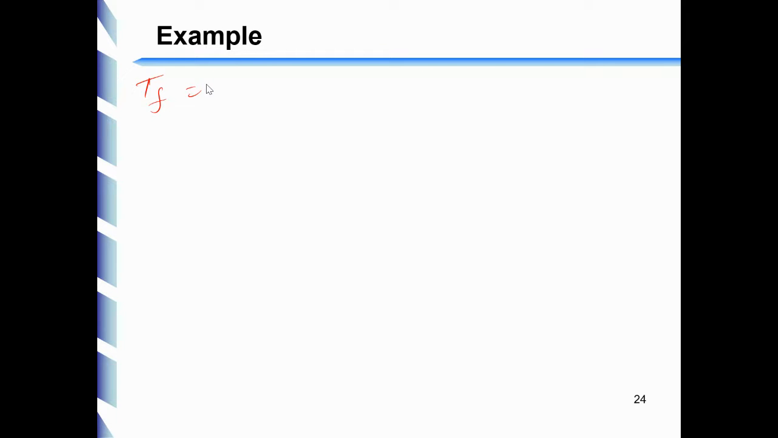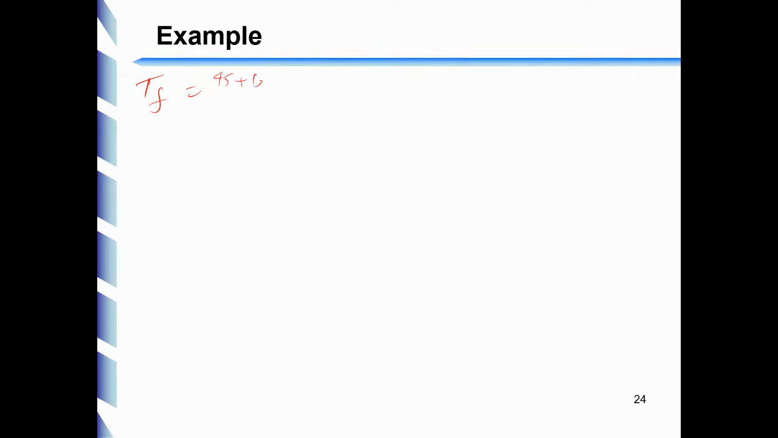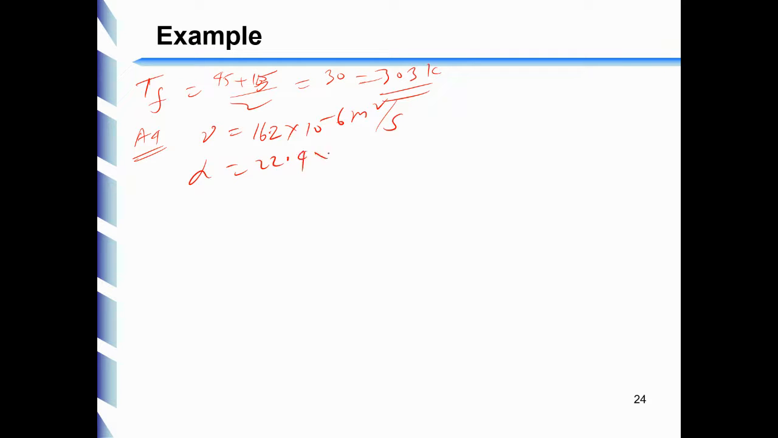Tf equal to, what is Tf? 45 plus 15, so 303 kelvin. From Table A4 you can get gamma 16.26 times 10 to the power minus 6 meters squared per second, alpha 22.9 times 10 to the power minus 6 meters squared per second, k 0.0265, and beta is 1 by Tf.